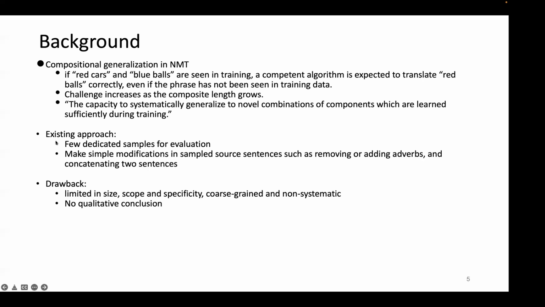Yeah, so they feel the current approaches do not have enough samples, and the current papers only make simple modifications to sample sentences, for example, adding or removing verbs, or concatenating two sentences. So that's not enough. I'm sorry, why can this existing approach address the compositional generalization problem? No, this is not their approach. They mean the historical approach. Yeah, I know this is historical.